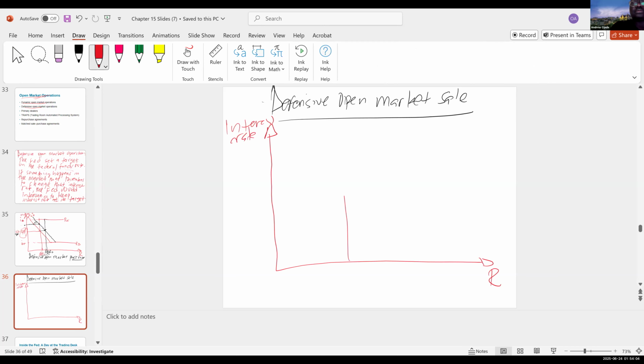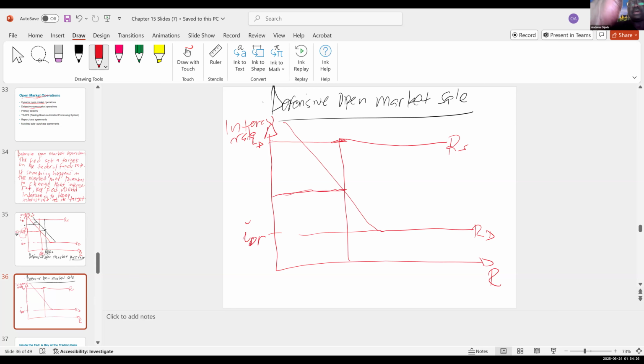So let's say initially this was your supply for reserves. The flat portion of the supply curve establishes what? The discount rate. Let's say this was your demand for reserves. The flat portion of the demand curve establishes the what? The interest rate on excess reserves. Then the point of equilibrium between supply and demand determines the equilibrium federal funds rate. And let's say that was the target the Fed had set, 2%. So this is NBR, this vertical line. You read that as non-borrowed reserves.